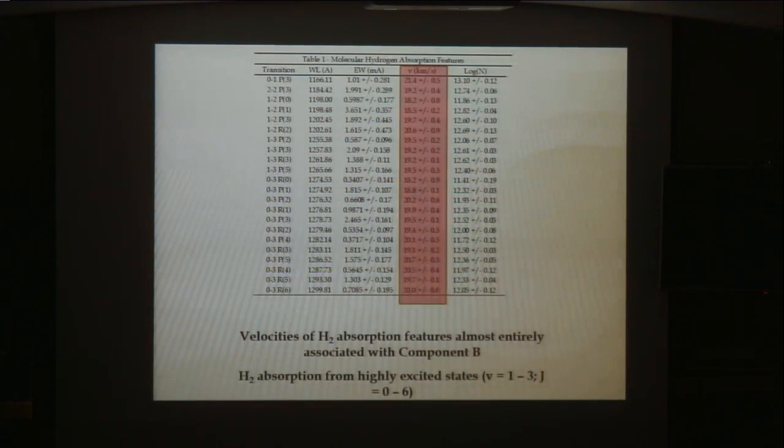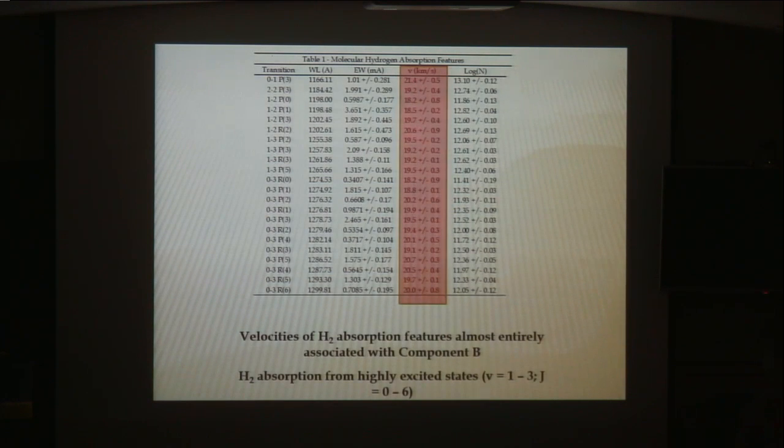And then once we do, and this shows that as well, the velocities shown here are all in the 18, 19 category, except for 2. But for the most part, these absorption features are associated with component B. So there's a lot more molecular hydrogen in component B than component A. So the STIS data tells us that.